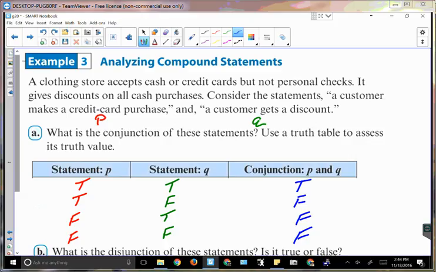A clothing store accepts cash or credit cards but not personal checks. It gives discounts on all cash purchases. Consider the statement: customer makes a credit card purchase and the customer gets a discount. Is this going to be possible? No, it should not be possible because making a credit card purchase is fine, but it's supposed to be a cash purchase, right? There you go.